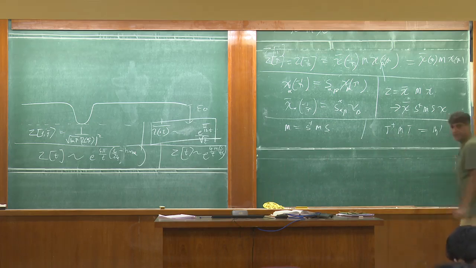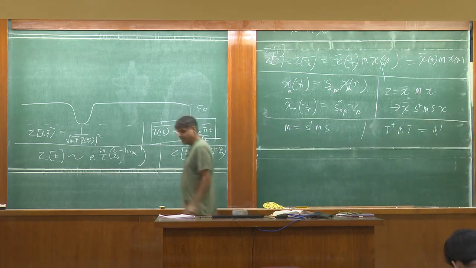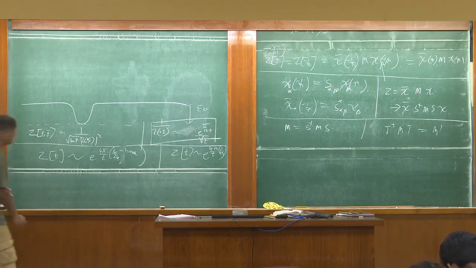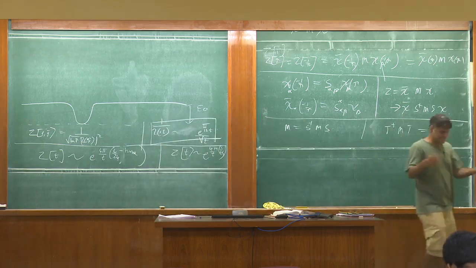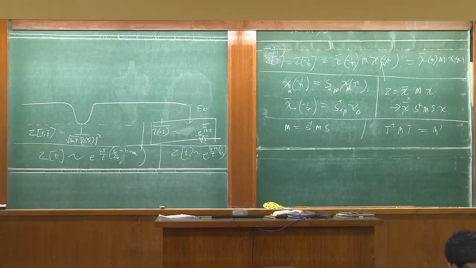Okay. Now, this M matrix that we were discussing has to be invariant under these unitary transformations, the S transformation and the T transformation. Let's first discuss T transformations.